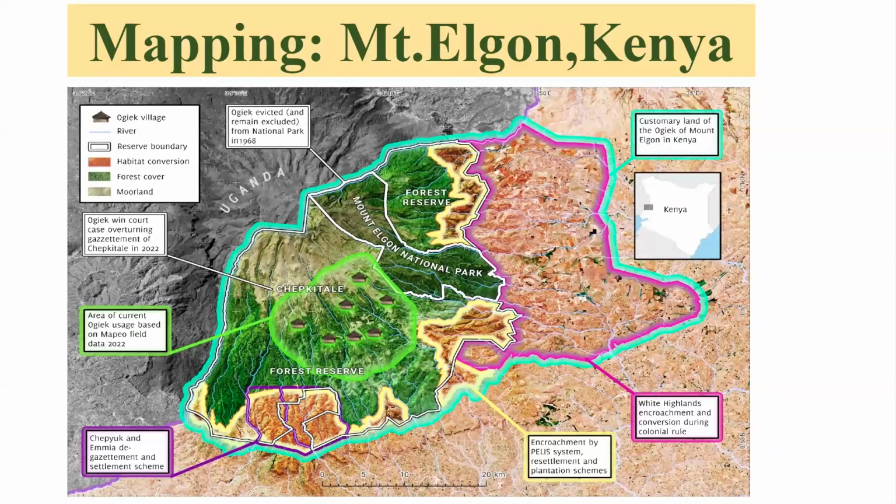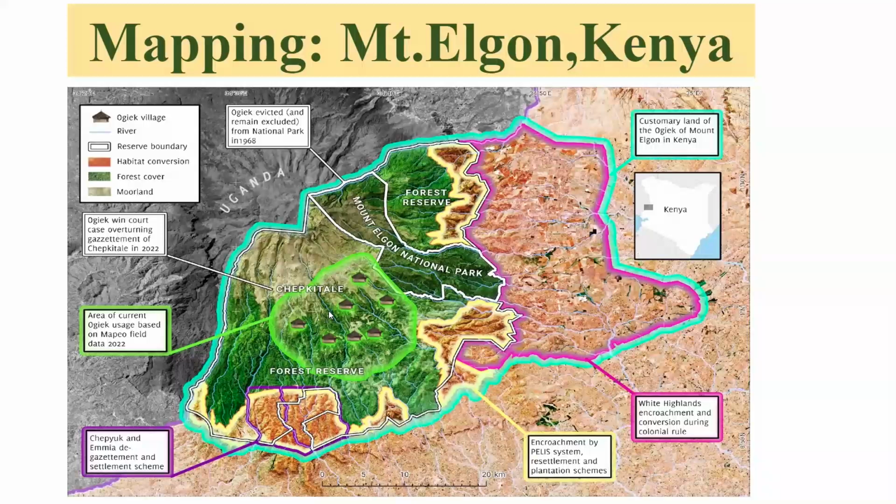And why we did mapping is because of the numerous challenges that we were facing as a community. And it all began in the colonial period when Kenya was still being colonized. So at the lower side, the white, we call it the White Highlands, where my community, the Ogiek, were evicted. The White Highlands were created by the colonialists. And then it didn't stop at that. Later on, a forest reserve was created.